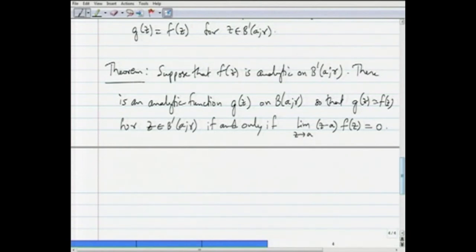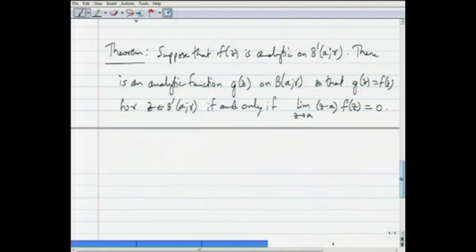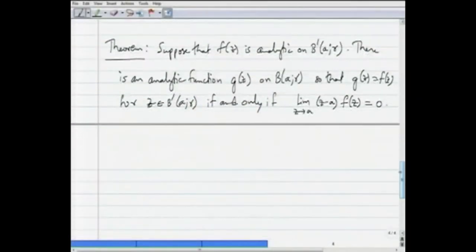So if we prove this theorem, we will see that it implies the statement that I have said: that the limit as z goes to a of f(z), if it exists, then f can be redefined at a in order to make it analytic on the whole disk B(a, r). That's the theorem. And in order to prove this theorem, we will first see a couple of lemmas.